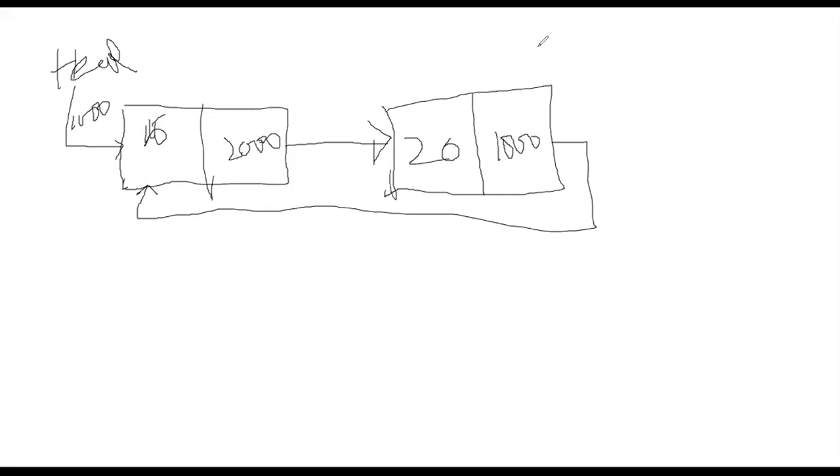Now I am going to delete this. What do I have to do? If I want to delete this, head should not point to 1000. Head should point to what address? 2000. Yes, 2000. So I have to take one pointer, and this link I will erase.